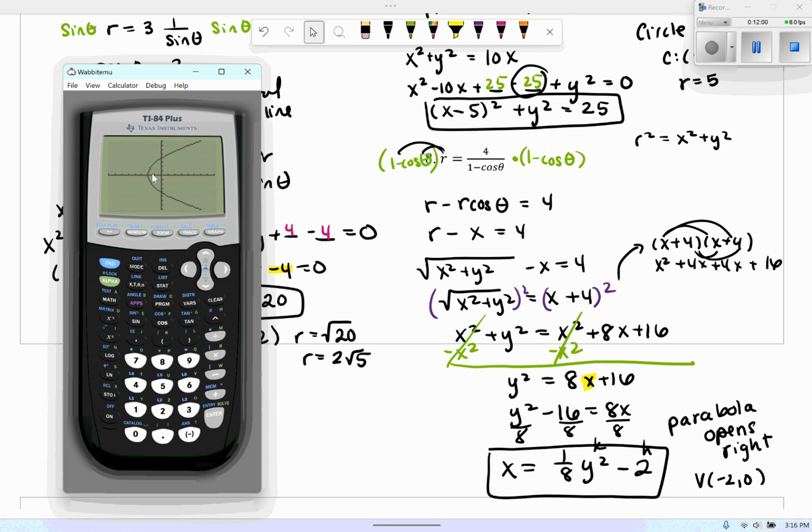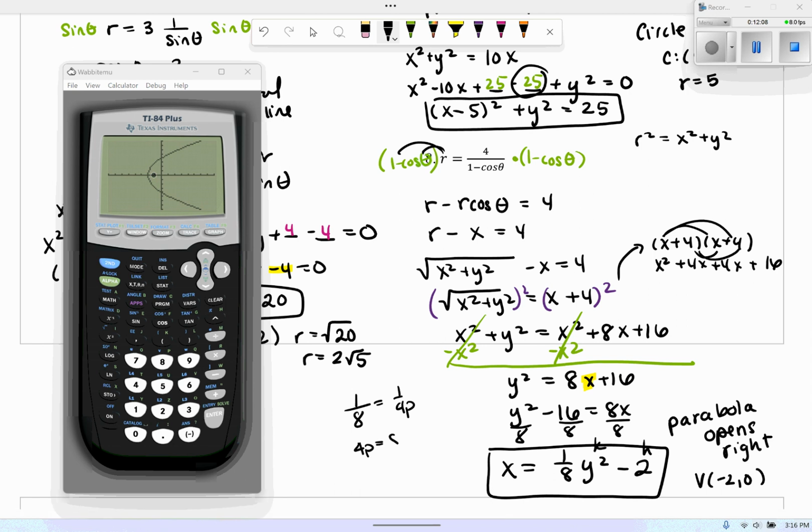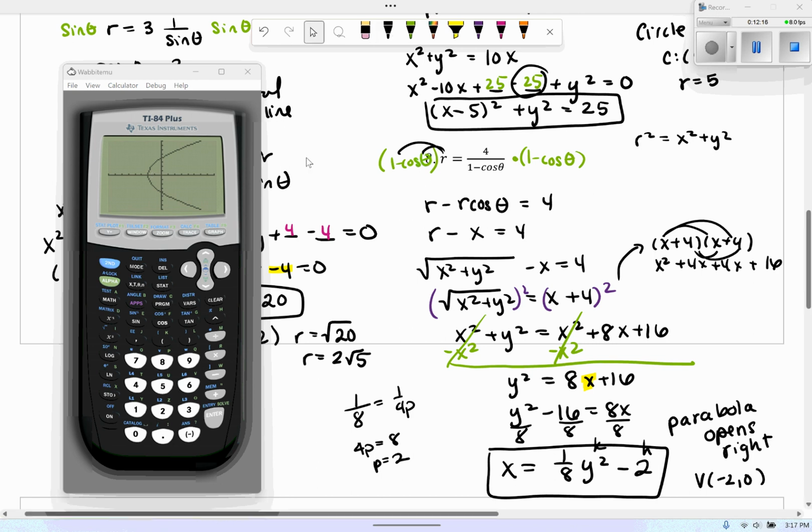So if we were to find the focus, remember we use 1 over a equals 1 over 4p. So then 4p equals 8, so p is equal to 2. So that means that 2 to the right from the vertex would be the focus, which would, in this case, if you're looking here, be at 0, 0. So remember that focal width or latus rectum is 1 over the a value. So 1 over 1/8 means it's a distance of 8. So you can even count here 1, 2, 3, 4, 5, 6, 7, 8 for that focal width on our calculator as well. So that's for the parabola.